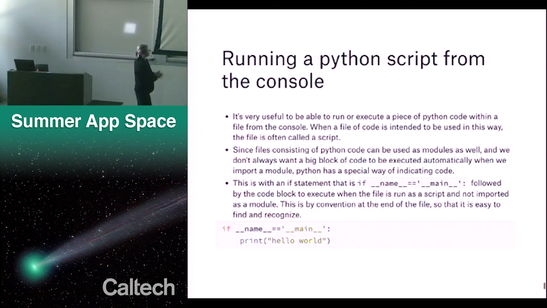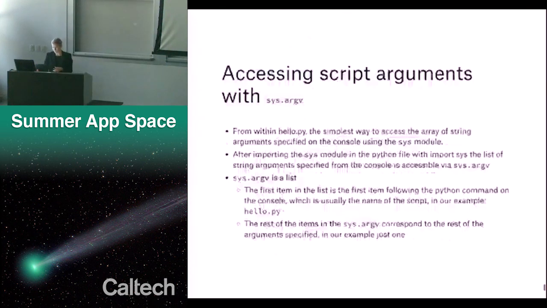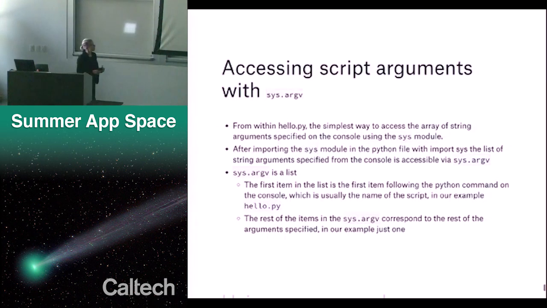Okay. So we just did this, and then you could also have arguments. So we can specify arguments to a Python script from the bash console by writing them in order as strings on the console. For example, we'd have what our hello.py file says be an argument to the script and call it in the following way from the bash console. And then, this will be our last slide, you can, from within hello.py, access the array of string arguments as specified on the console using the sys module. After importing the sys module in the Python file with import sys, the list of string arguments specified from the console is accessible via the sys.argv variable, and that's a list.